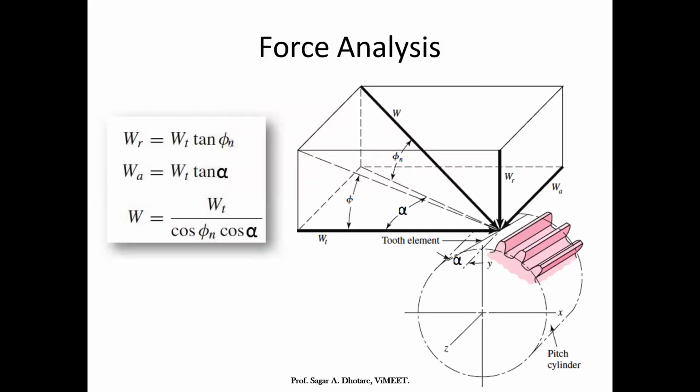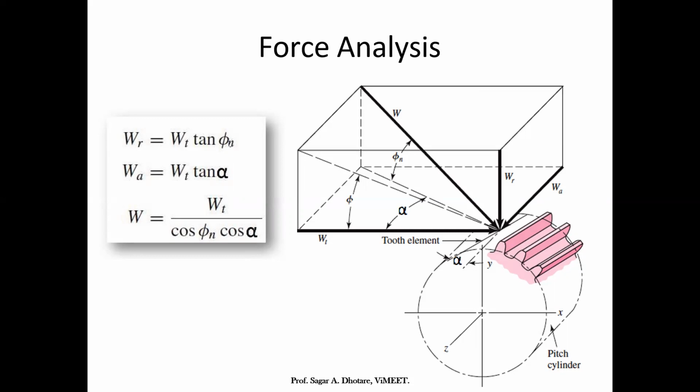Then force analysis, there are two different forces acting, that is a tangential component, here denoted by WT, then radial component, that is WR, and thrust component, that is WA. Finally the tangential component is the useful component and is responsible for transmitting the torque or power. This tangential component is tangent to the pitch circle at the pitch point, while the radial component tends to separate the two gears. This acts along the radial line through the pitch point and it is directed towards the center.